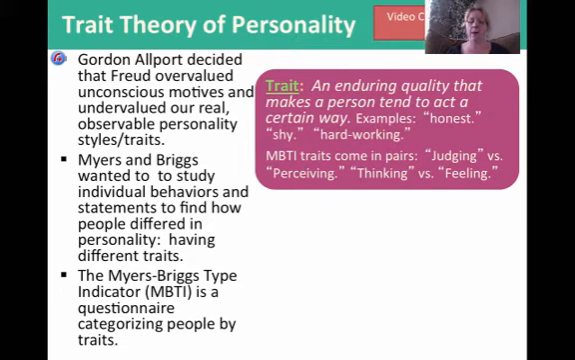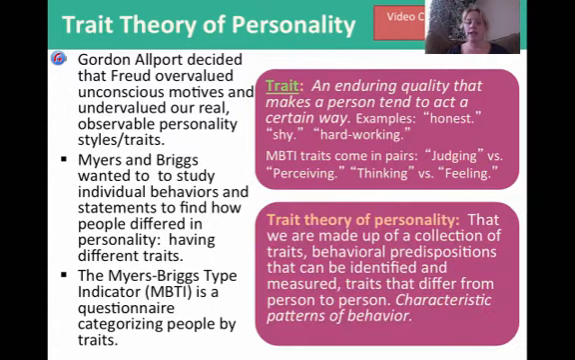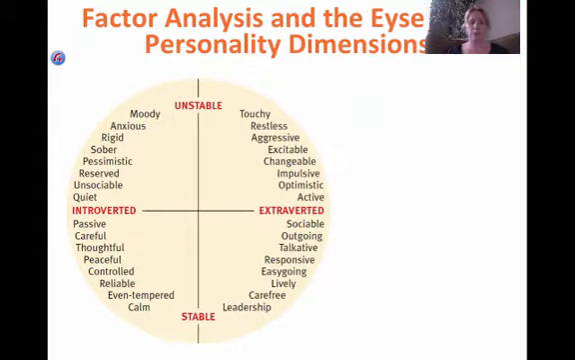So the MBTI traits come in pairs. For instance, judging versus perceiving, or thinking versus feeling. The trait theory of personality says that we are made up of a collection of traits, behavioral predispositions that can be identified and measured, traits that differ from person to person, or characteristic patterns of behaviors. Now, anybody can have any traits, but it's the combination of those traits that turns your personality into you.